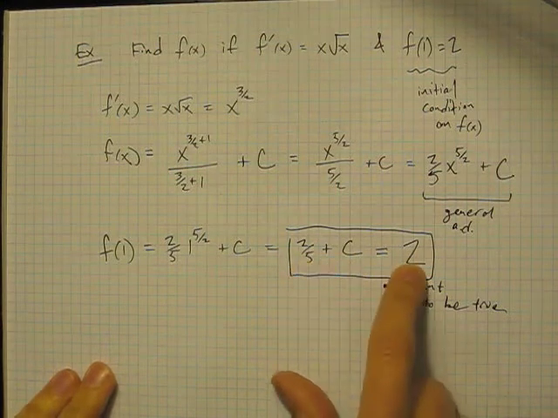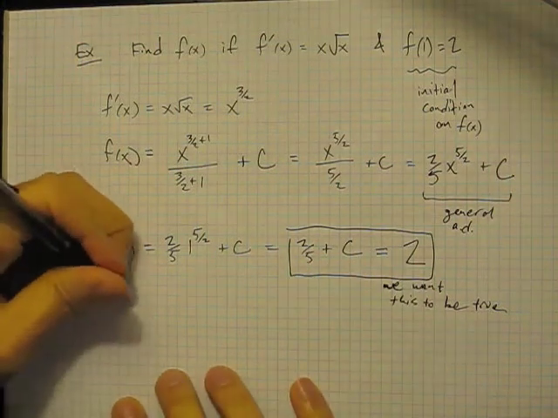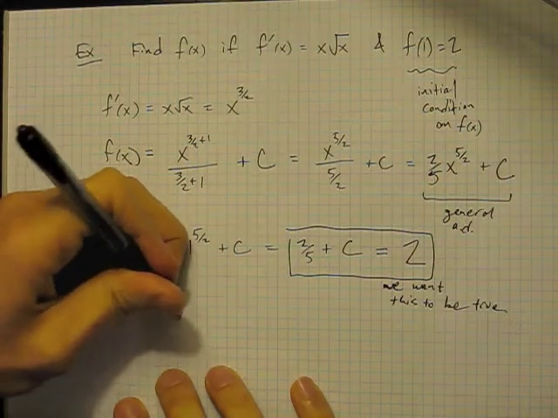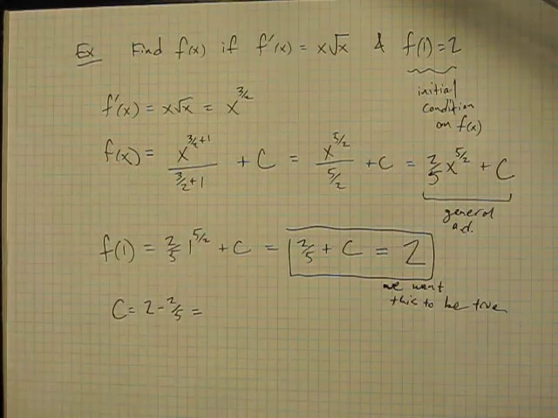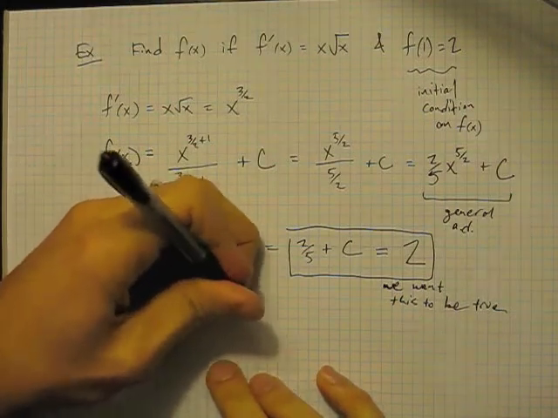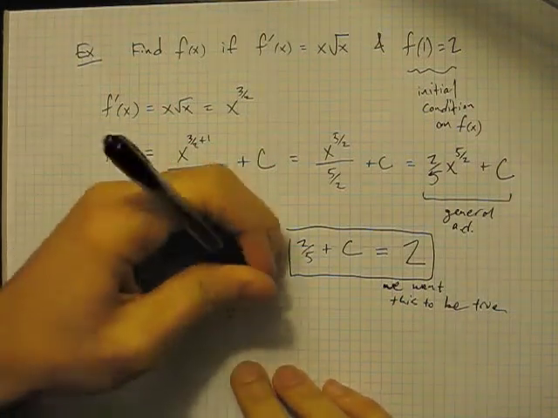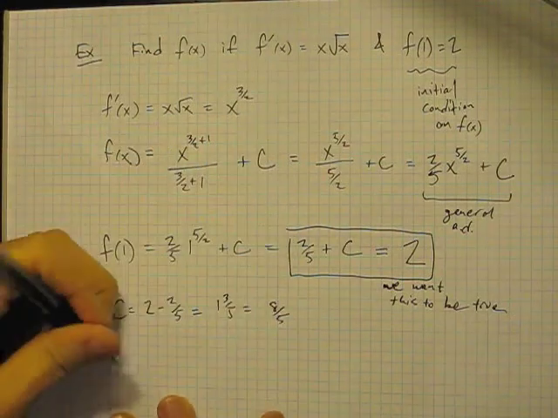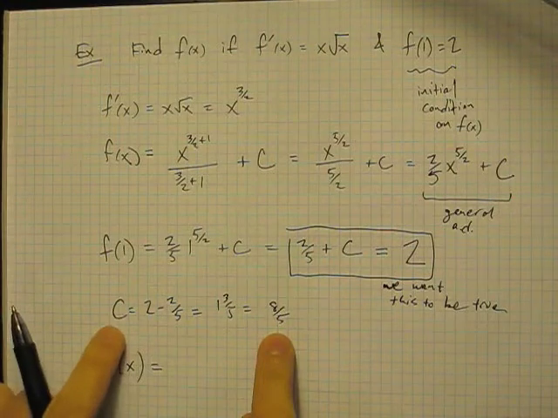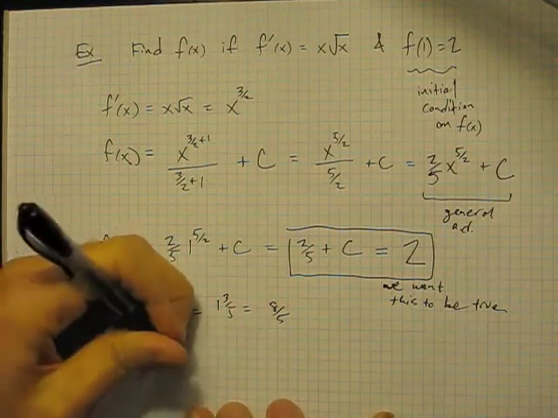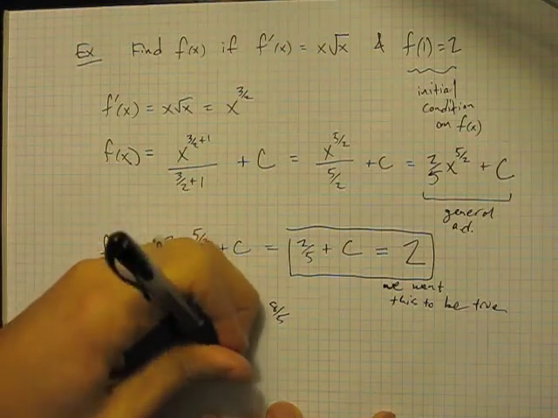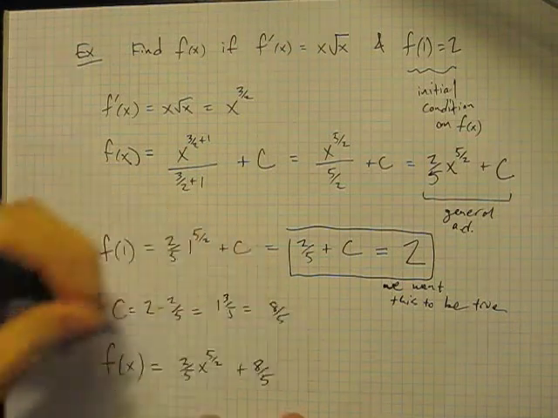Well, c is obviously just 2 minus 2/5. So c is equal to 2 minus 2/5. What is that? That's 1 3/5, or I guess 8/5. So that means that the final answer for this is take that value of c and put it there. So we get 2/5 x to the 5/2 plus 8/5.